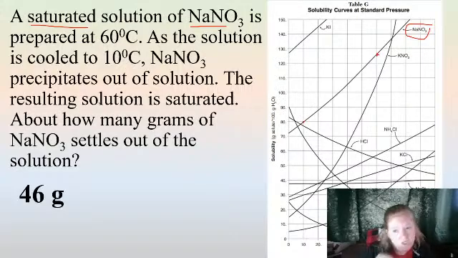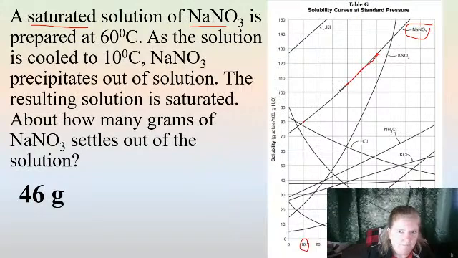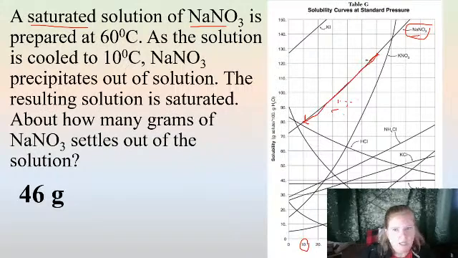Now I'll continue reading. If you try to do the whole thing at once, it really does get even harder, so break it apart. Now it says, as the solution is cooled to 10 degrees Celsius, I'm going like this. What does that mean? That means I'm going to be following the path of this line, that solubility curve, until I get here, which is where 10 is. As this cooling happens, some of this NaNO3 is going to precipitate out. It's going to come out as a solid and not be dissolved in the liquid. The resulting solution is saturated, which means it's still on the line. So I stayed on the line the whole time and I ended at 10 degrees Celsius on the line. Now it says, about how many grams of NaNO3 settles out of the solution?